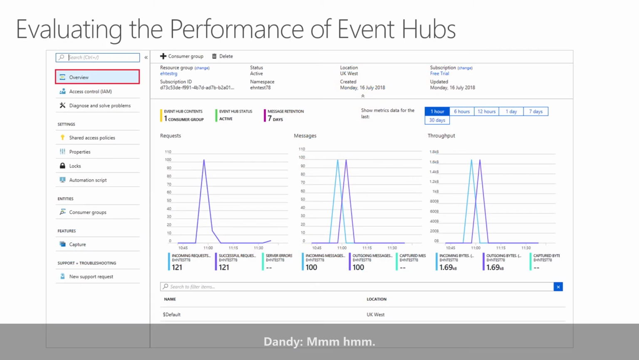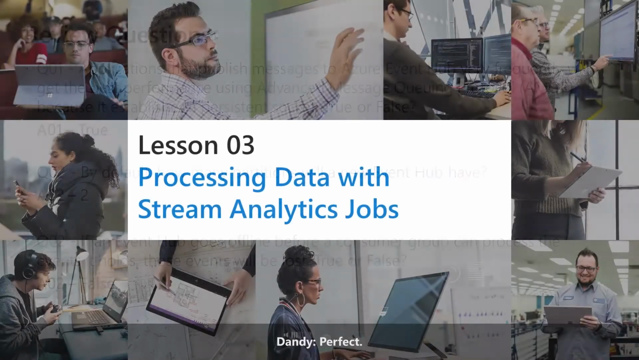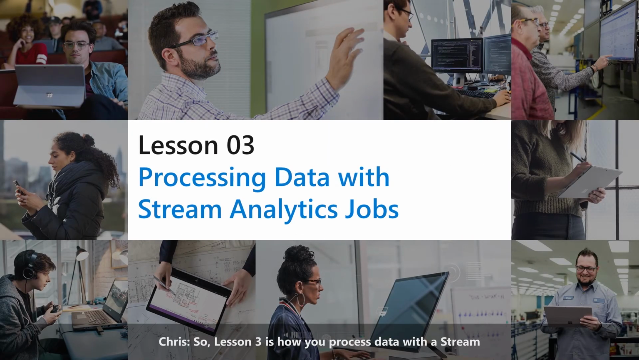Okay? You can view the performance of the event hubs through a dashboard in Event Hubs, where you can get an idea of the requests, the messages, the throughput, and basically you're good to go. It's a separate object ready and waiting for Stream Analytics to take advantage of. Perfect. So lesson 3 is how you process data with a Stream Analytics job from the event hub that you've just set up.